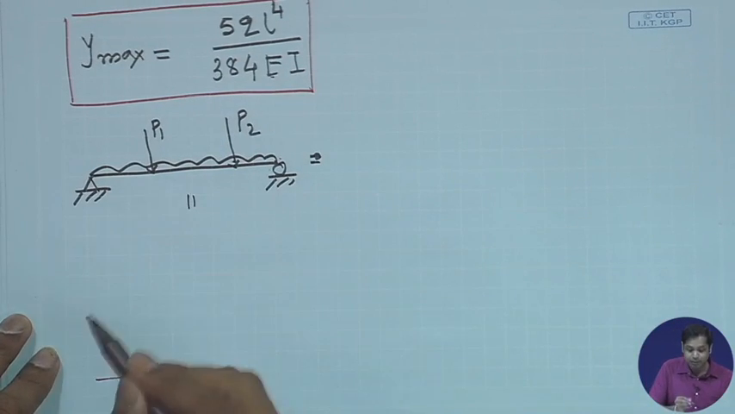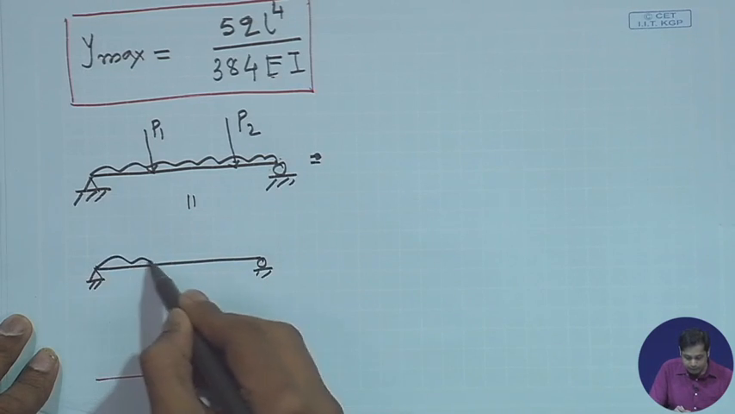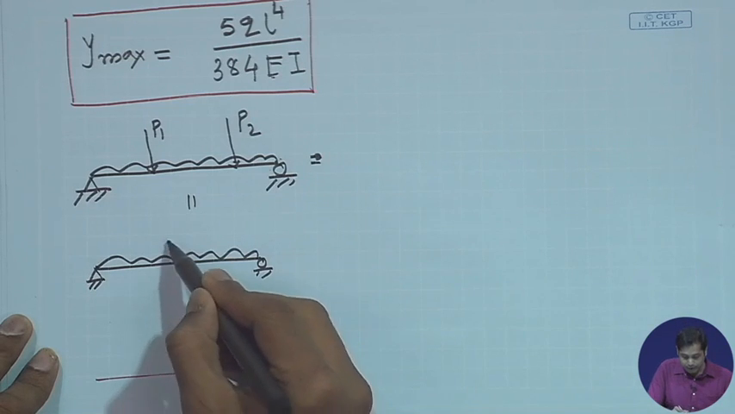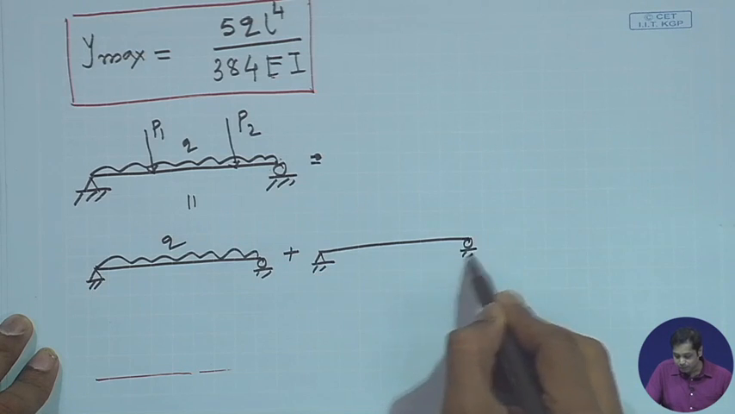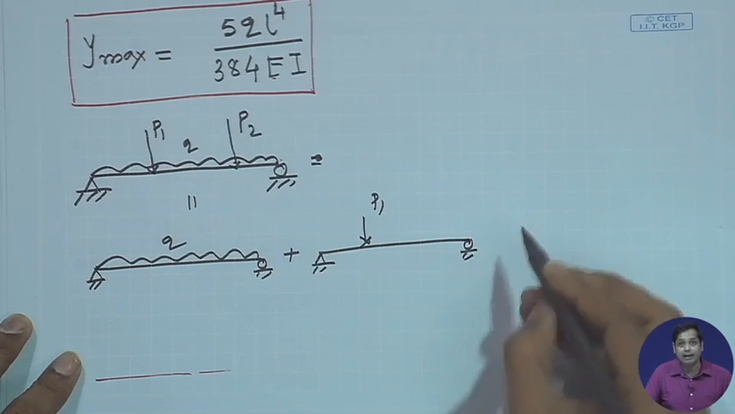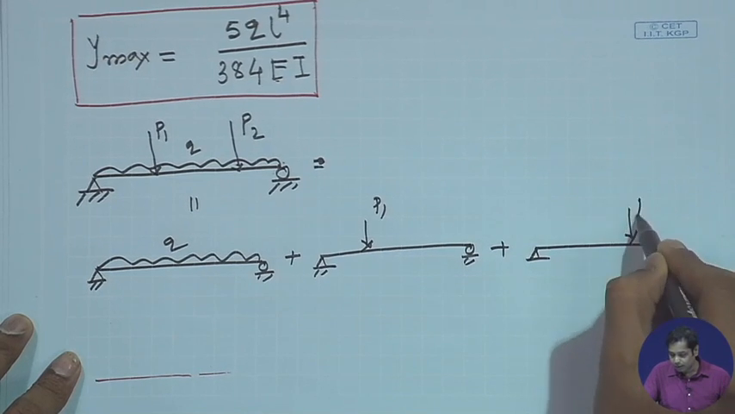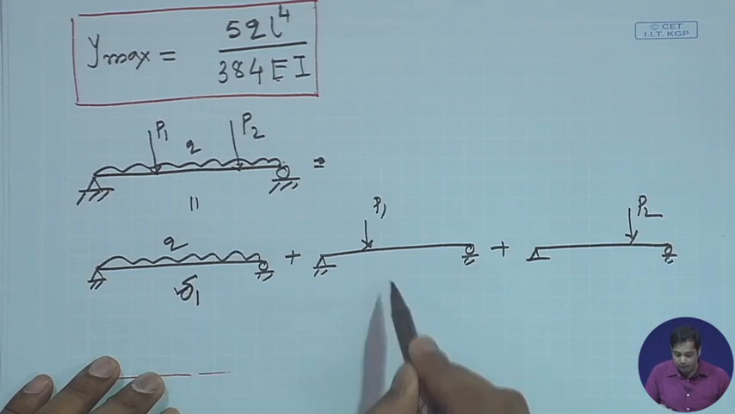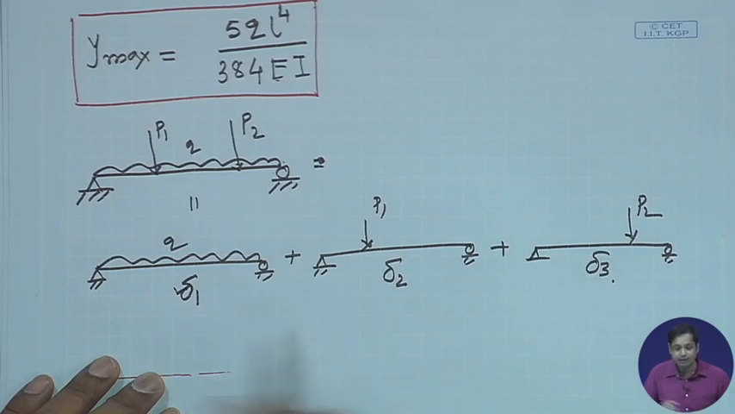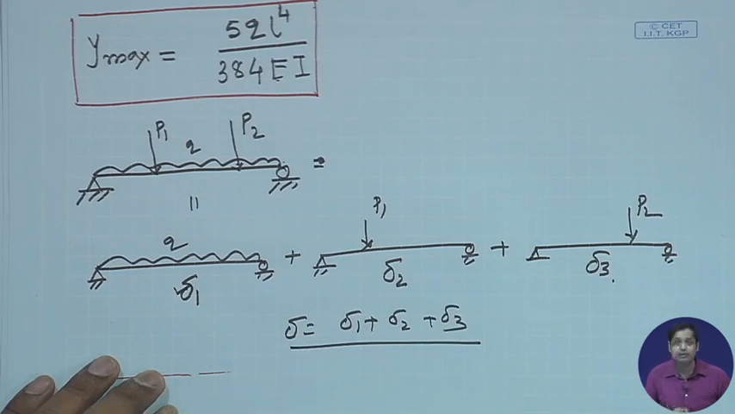This can be taken as a beam subjected to only the uniformly distributed load Q, plus a beam subjected to P1, plus another beam subjected to load P2. So get the deflection of each beam, delta 1, delta 2 and delta 3, at any section, then the total delta will be delta 1 plus delta 2 plus delta 3. This is the total deflection.